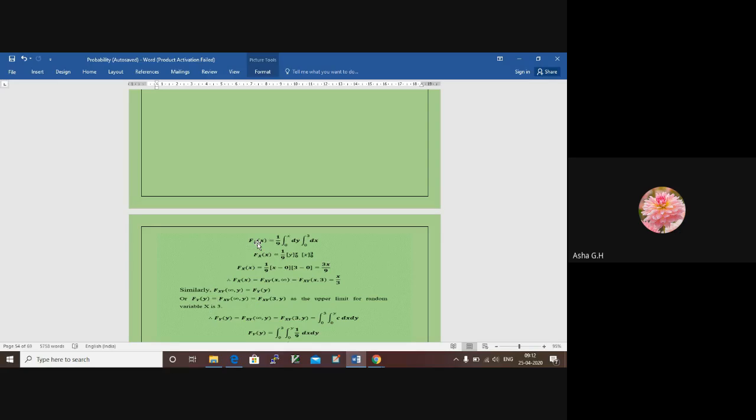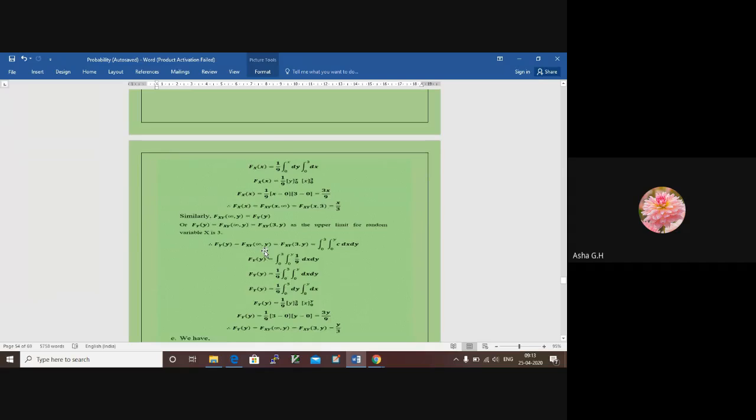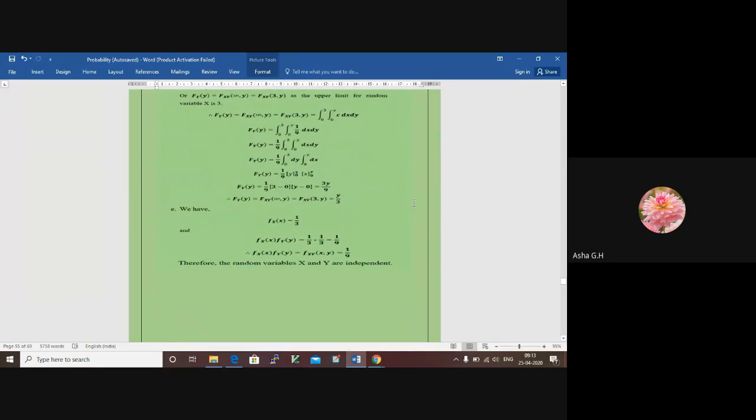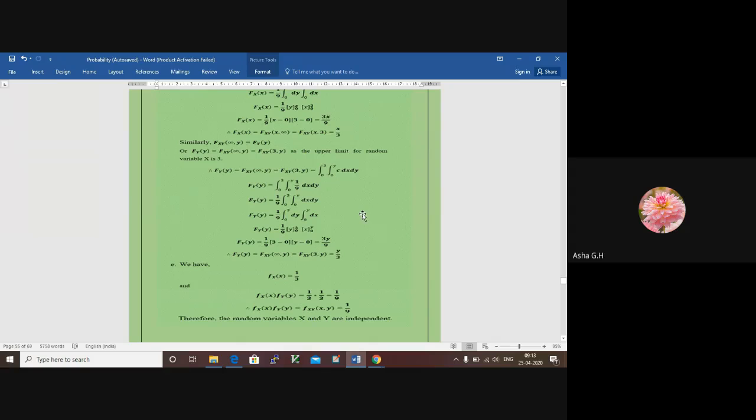So similarly, when we take it for y, fxy of infinity comma y is equal to fxy of 3 comma y. It is 0 to 3 and 0 to y. And you integrate it because it is a simple one. So we'll get this answer. Fy of y is equal to y by 3. Fx of x is equal to x by 3.